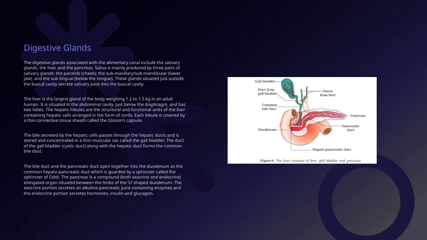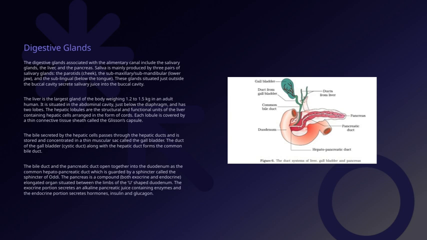Let's talk about the liver, because it's the largest gland in the body, weighing between 1.2 to 1.5 kilograms in adults. It's located right below the diaphragm in the abdominal cavity and has two main lobes. The functional units of the liver are called hepatic lobules. These lobules contain hepatic cells arranged in cords, and each lobule is covered by a thin connective tissue layer known as Glisson's capsule.